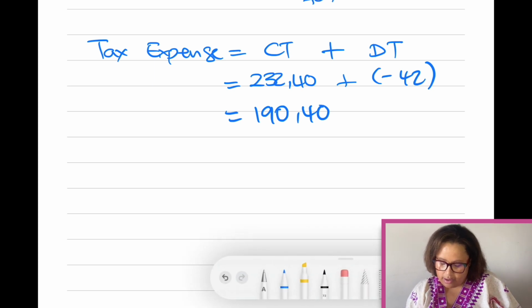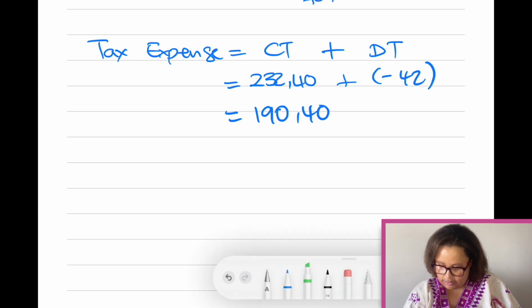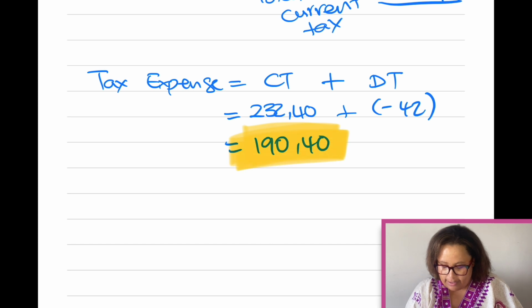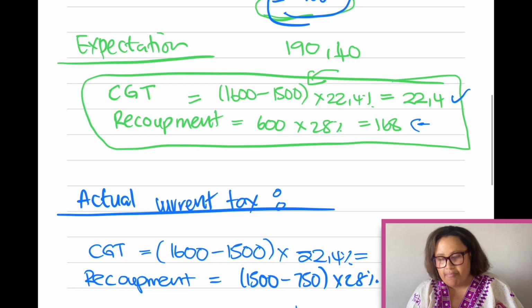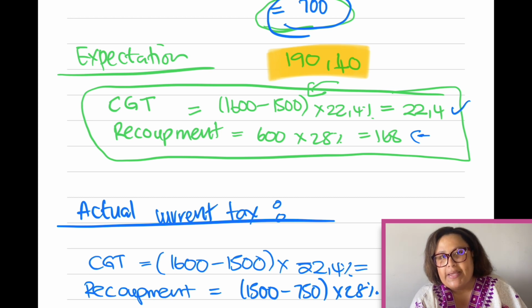And why does this number seem so familiar to us? Sorry, I can't do that in green because I've written in green, it's too red. So why does this number seem so familiar to us? Because this is the number that we expected our tax expense to be. And now we've actually been able to get back to that expectation.